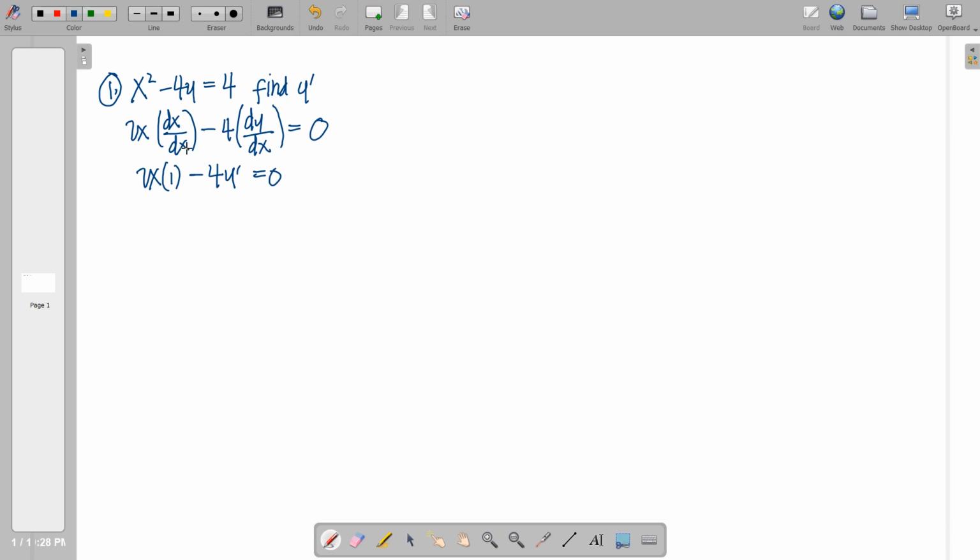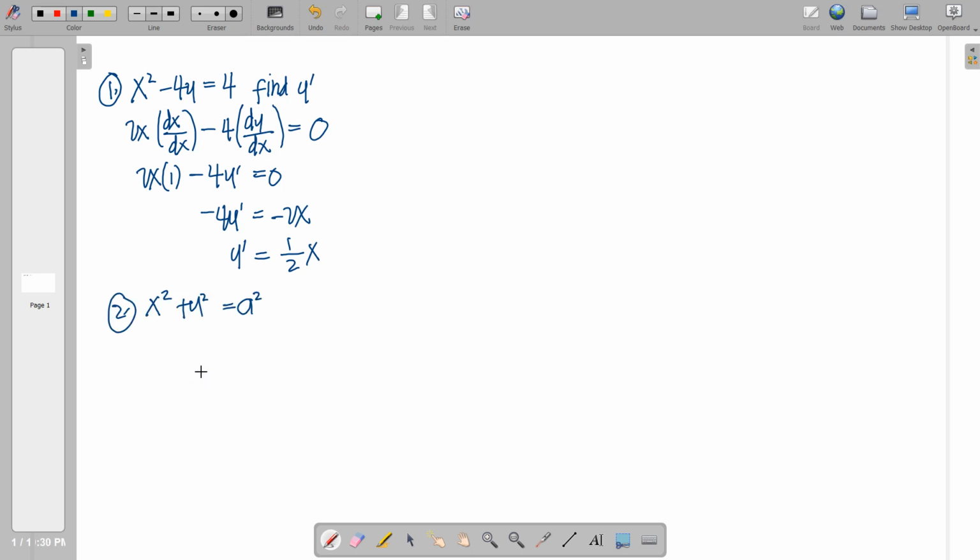And then we simply substitute that this is 1 and this dy over dx here is y prime. And then solve for y prime. First, 2x will be transposed to the right side. And then we can divide both sides by 4 and solve for y prime. So y prime here is equal to 1 half of x.